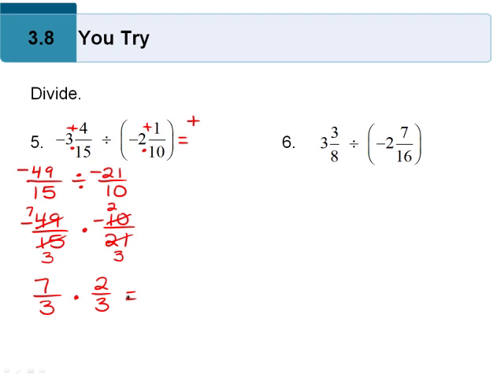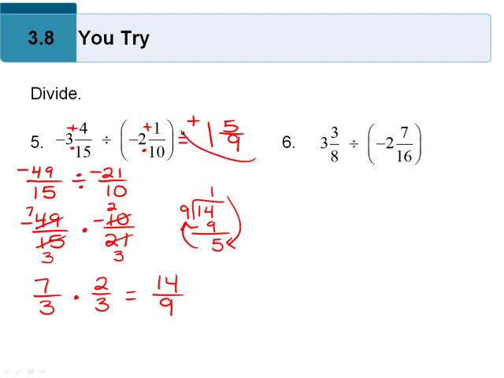So now we multiply. 7 times 2 is 14. 3 times 3 is 9. Now they did not say to change it to a mixed number, but since we started with mixed numbers, they probably want you to. So let's change that 14 over 9 to a mixed number. So 14 divided by 9 will go one time, and that leaves 5. So we have 1 and 5/9, and it's positive. So there you go.